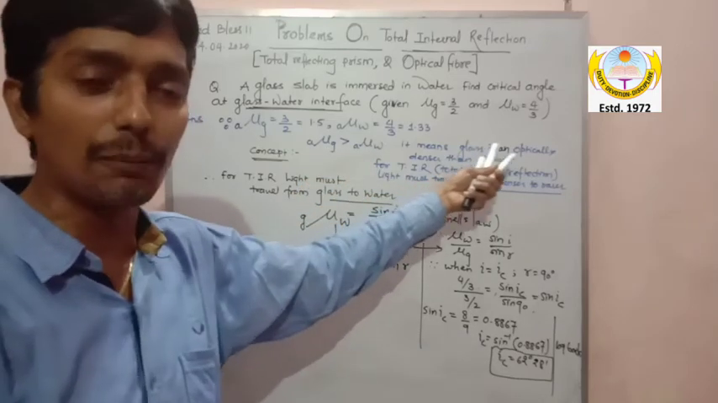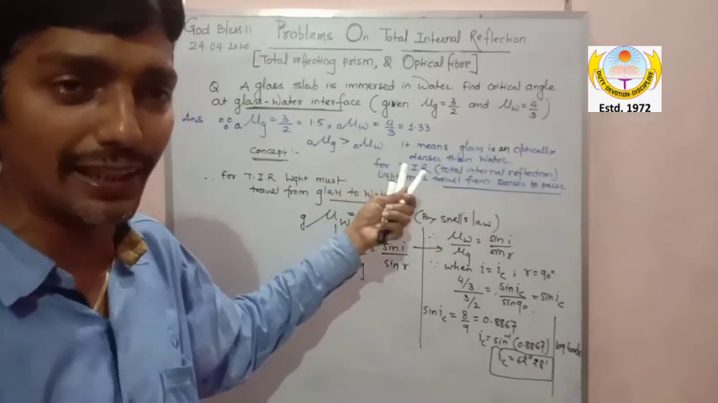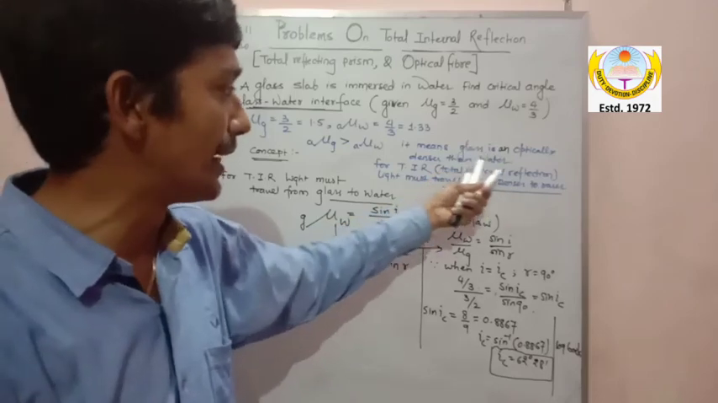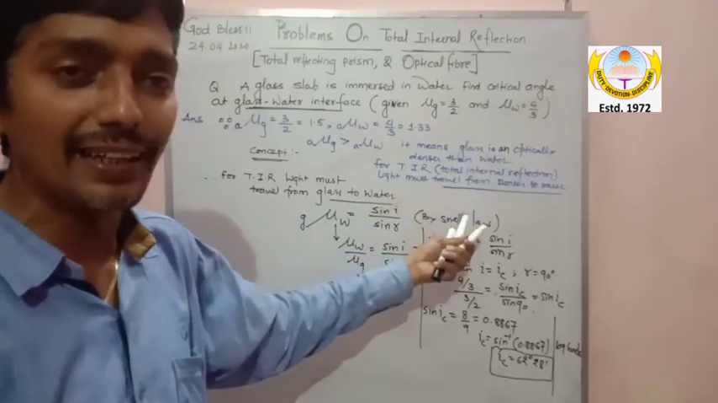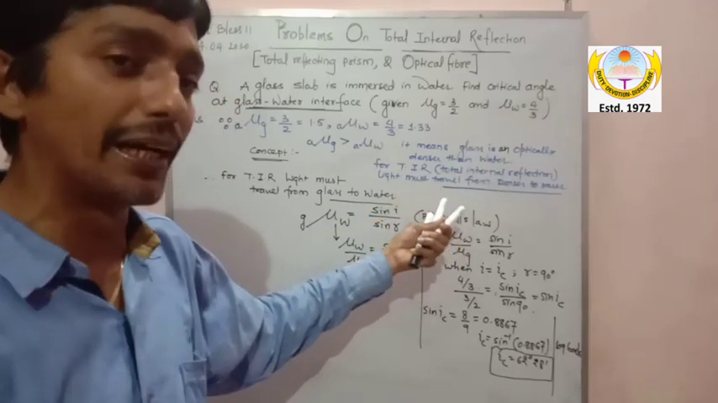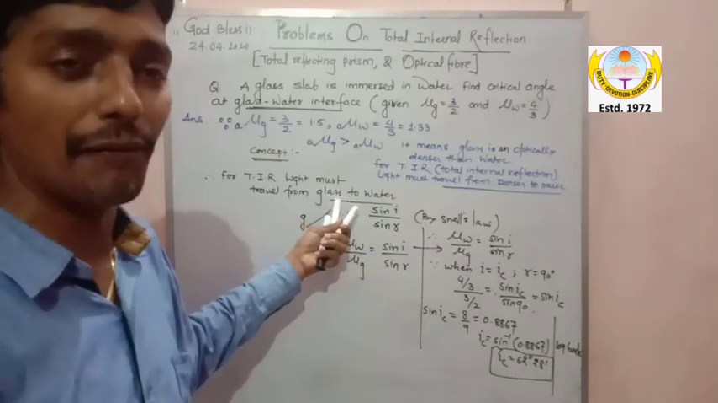It means glass is optically denser. जिसका mu ज़्यादा हो ज़्यादा denser है. So glass is optically denser than water, and therefore for TIR the light must travel from denser to air, rarer. So it means it travels from glass to water.